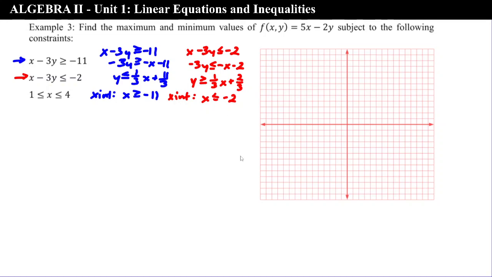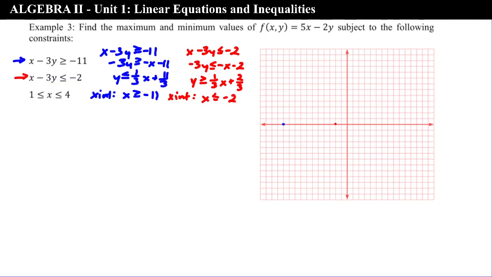So let's go ahead and plot these two x-intercepts. We've got negative 11 for the first one, which happens to be here on the graph. And then we have negative 2, which happens to be here. Okay, so those are our two x-intercepts for those two inequalities.